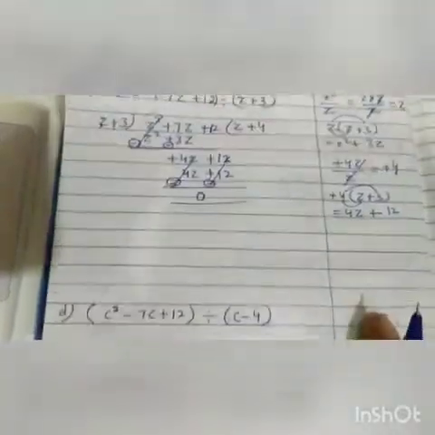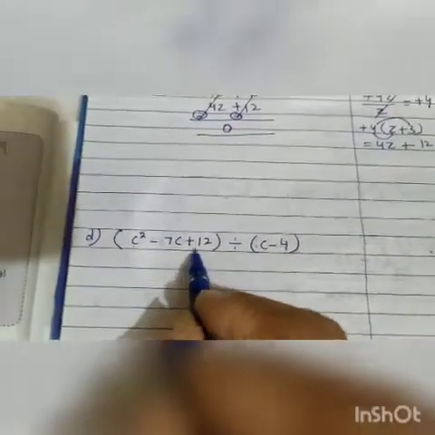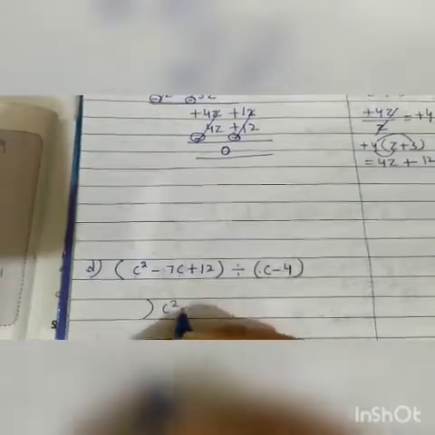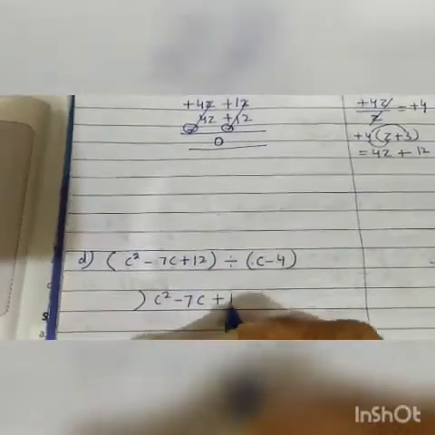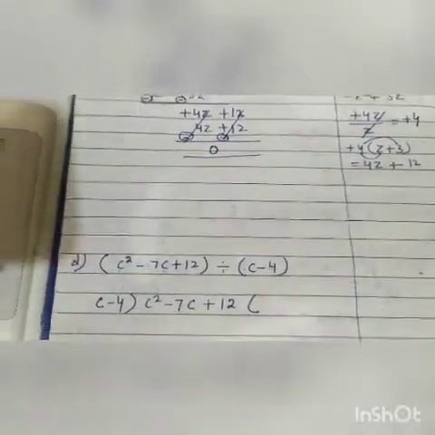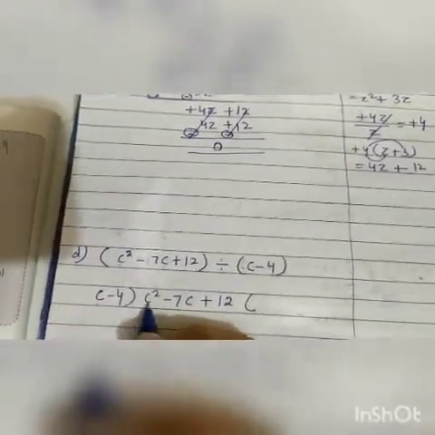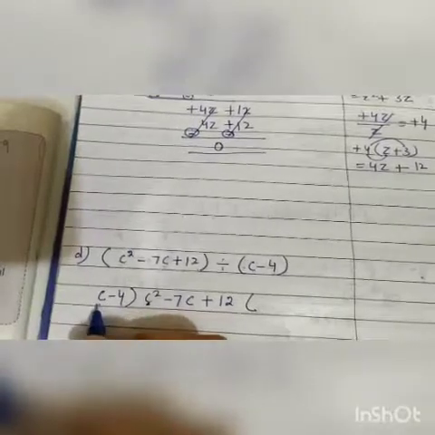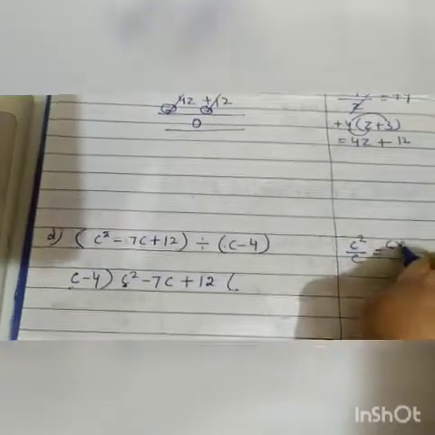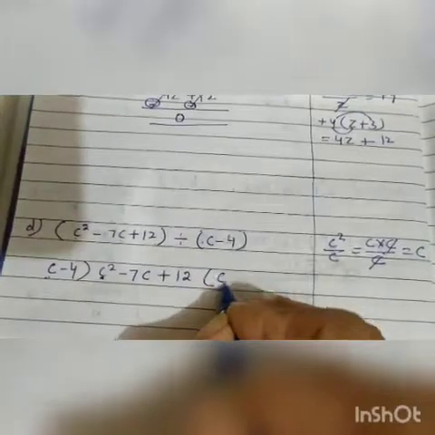Now next, part D. In part D we have to divide c square minus 7c plus 12 by c minus 4. So first we will write it: c square minus 7c plus 12 divided by c minus 4. Now come to the rough work. The first term of the dividend will be divided by the first term of the divisor. So c square upon c means c into c upon c. C cancels, it is c. We will write this c here.